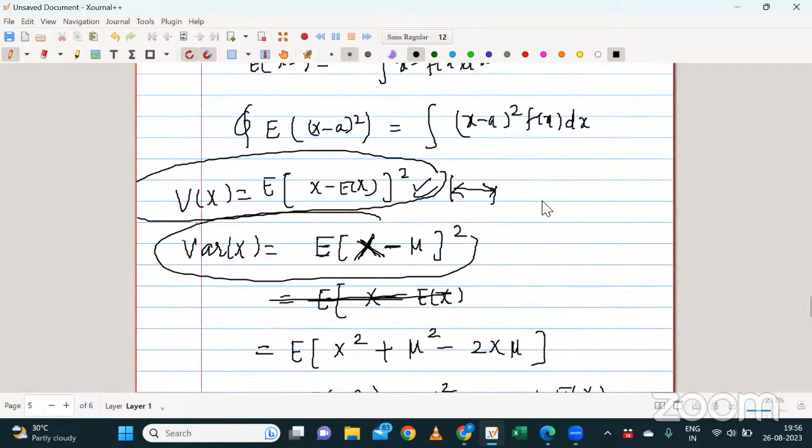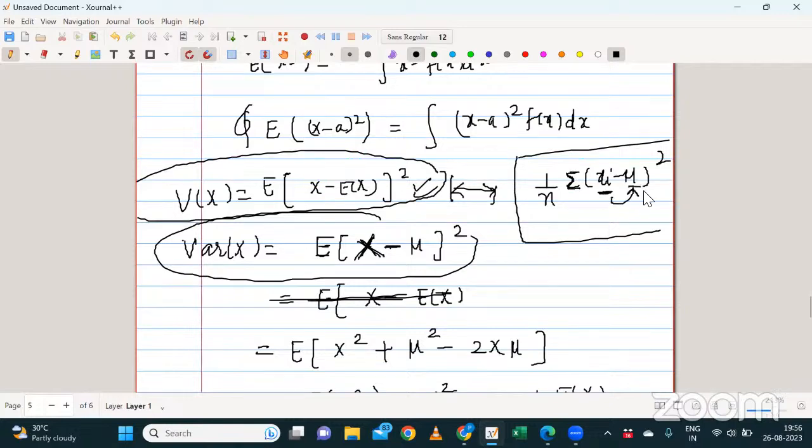If you talk about the observation, what we are doing in case of observation, we are doing 1 by n summation of xi minus mu whole square, right? If I'm talking about population variance, in week 3 and all. So we are taking the average from each observation to its mean, right? Here I'm talking about random variables, so it will be expected value of x minus expected value of x whole square. That's all. Clear?